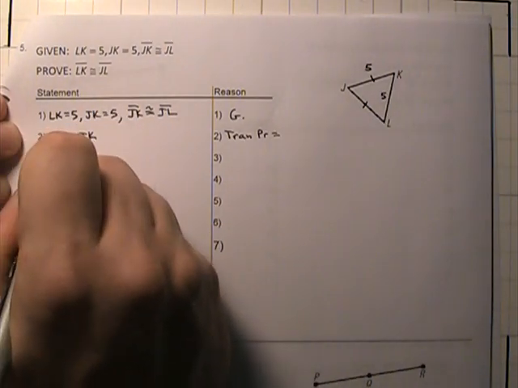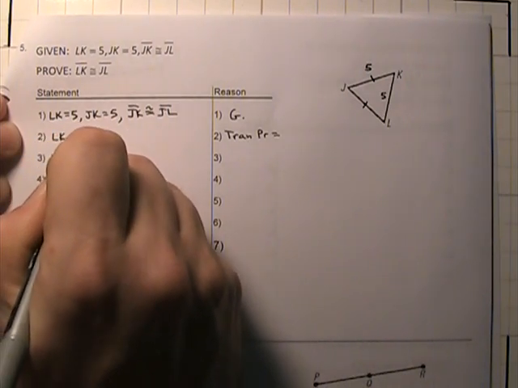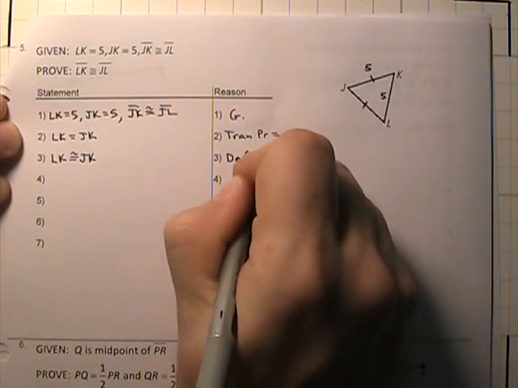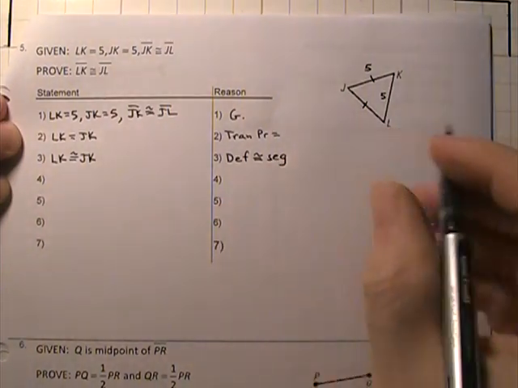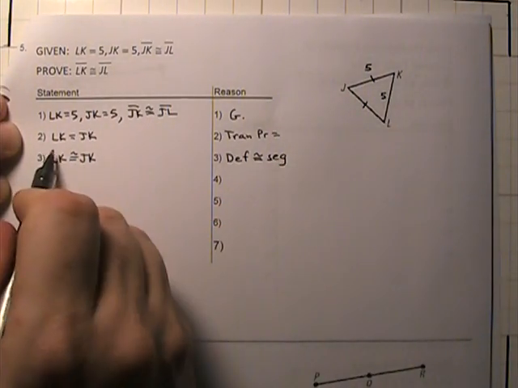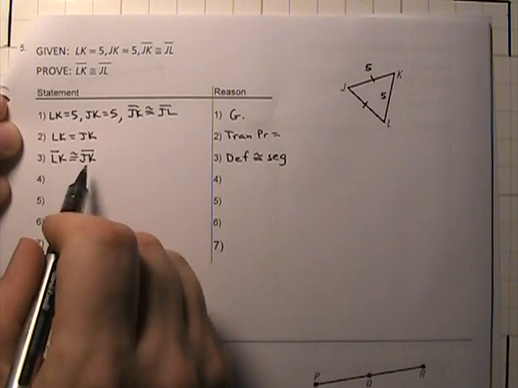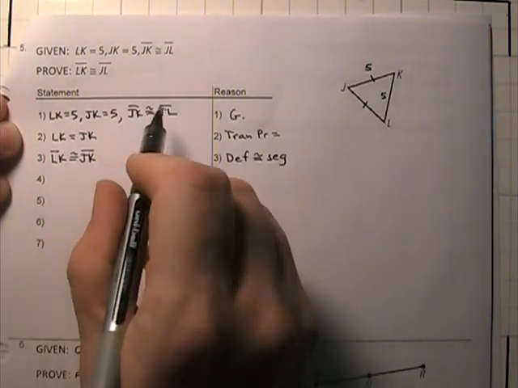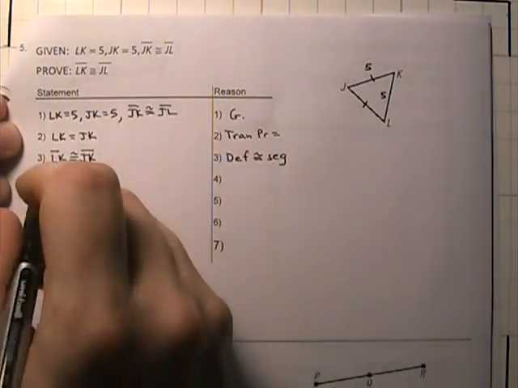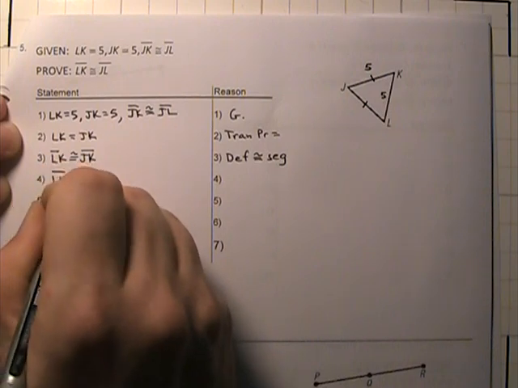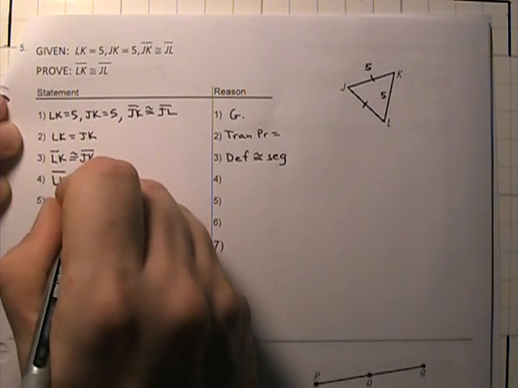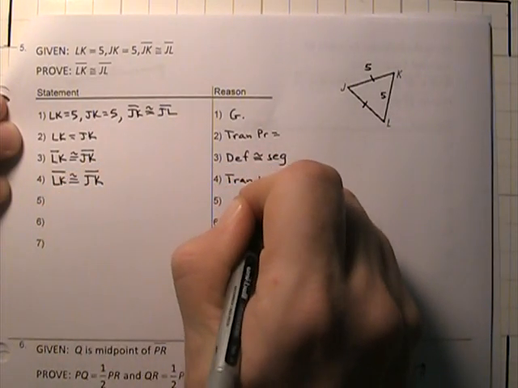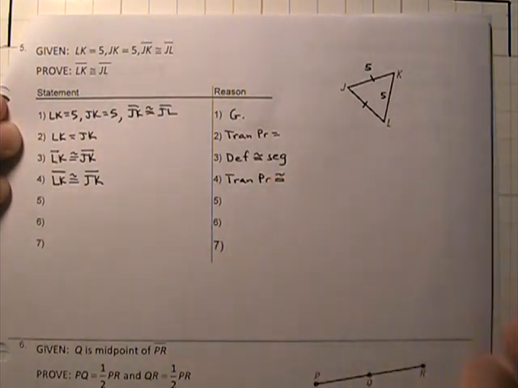If they're equal in length, then we can say that those segments are congruent. And that's just the definition of congruent segments. And if these segments are congruent, I also have the transitive property of congruence I can use. That says if A is congruent to B and B is congruent to C, then A is congruent to C. So there we've got that one, and that's our final line for this one. So LK is congruent to JL, and that's the transitive property of congruence.